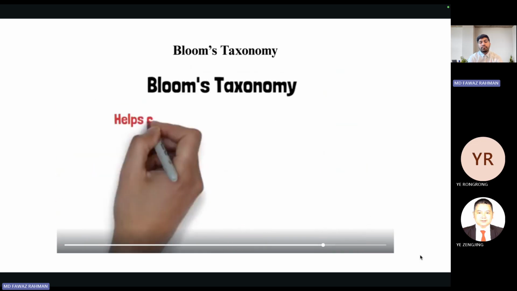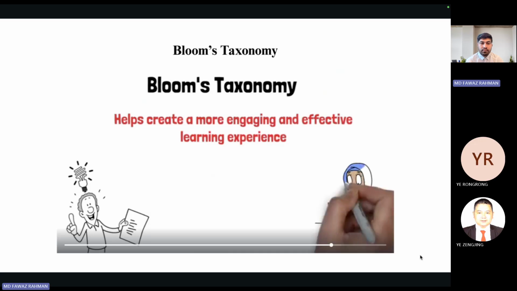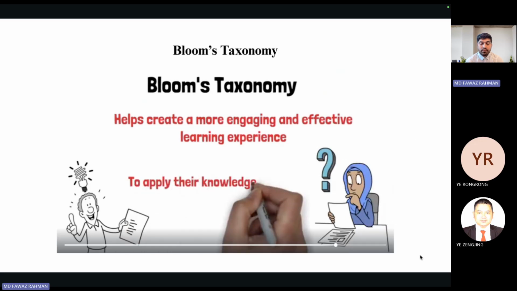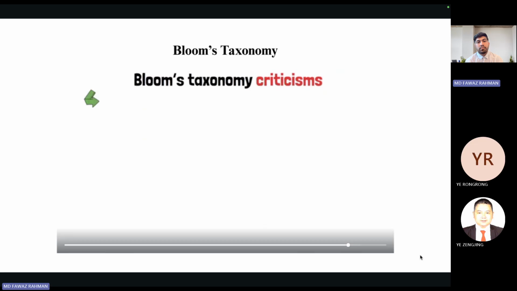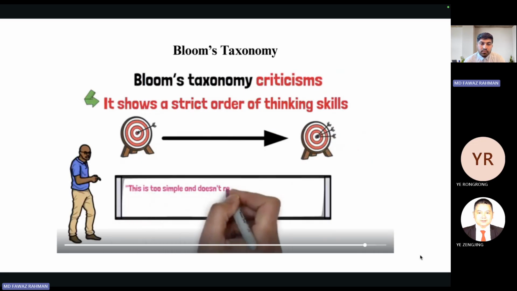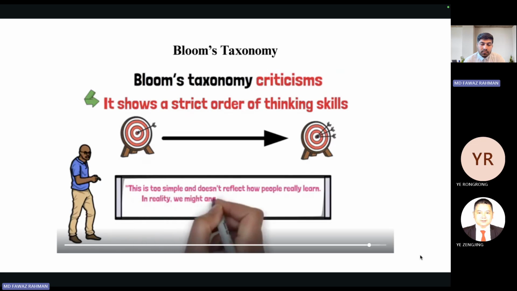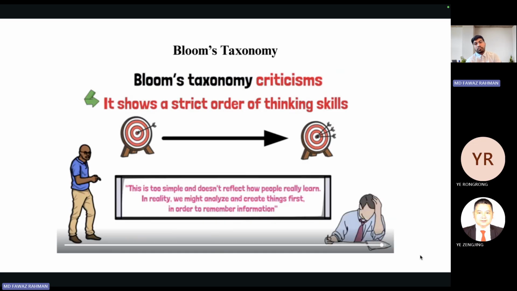Using Bloom's taxonomy helps create a more engaging and effective learning experience. It encourages students to think deeply and critically about what they are learning and to apply their knowledge in new and innovative ways. However, Bloom's taxonomy isn't without its criticisms. A main criticism of Bloom's taxonomy is that it shows a strict order of thinking skills, making it seem like you need to master simple skills before moving to more complex ones. Critics say this is too simple and doesn't reflect how people really learn. In reality, we might analyze and create things first, in order to remember information. In other words, learning isn't as linear and structured as Bloom suggests.